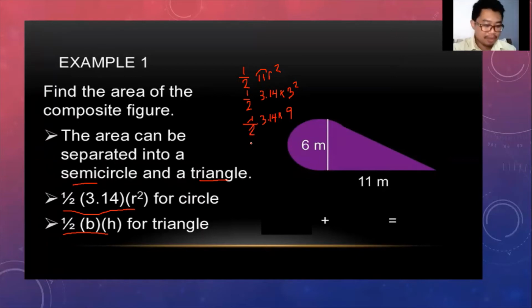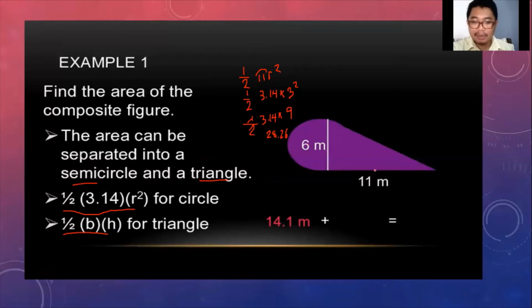Okay, so this time we are going to multiply 3.14 times 9. 3.14 times 9 is 28.26, and half of 28.26 is 14.1. So this time the area of the semicircle is 14.1.